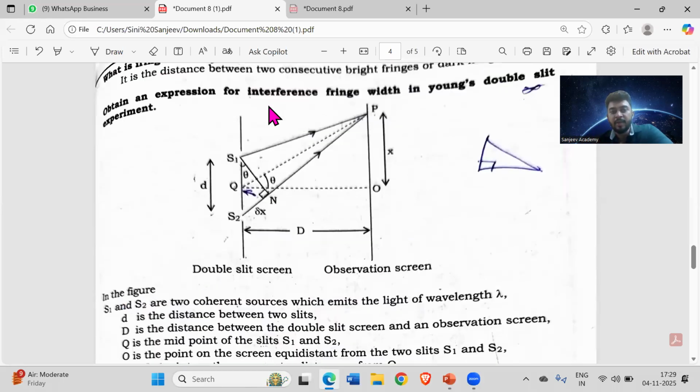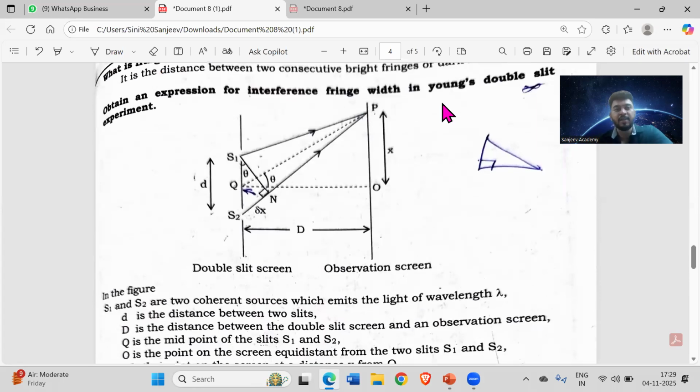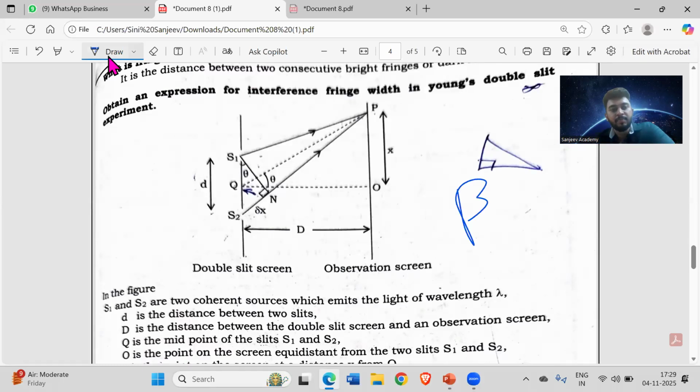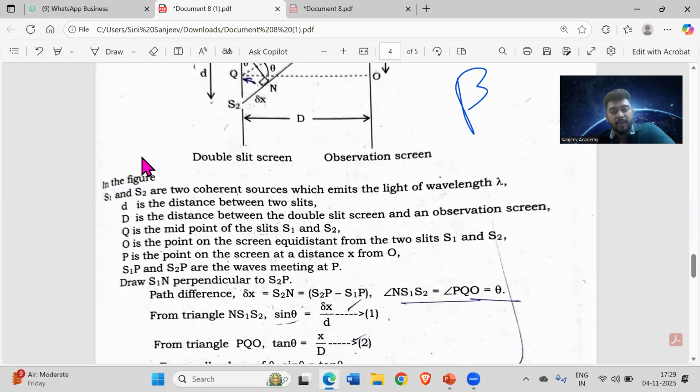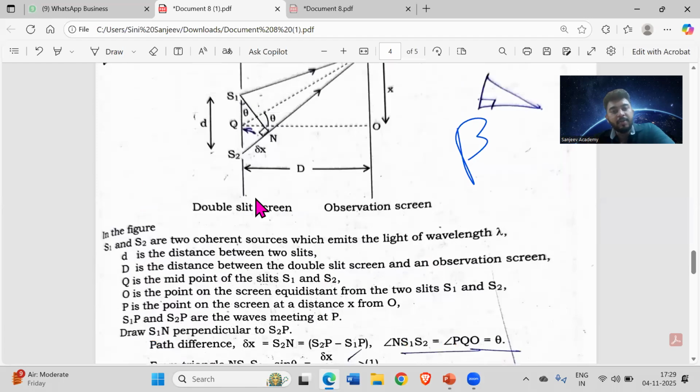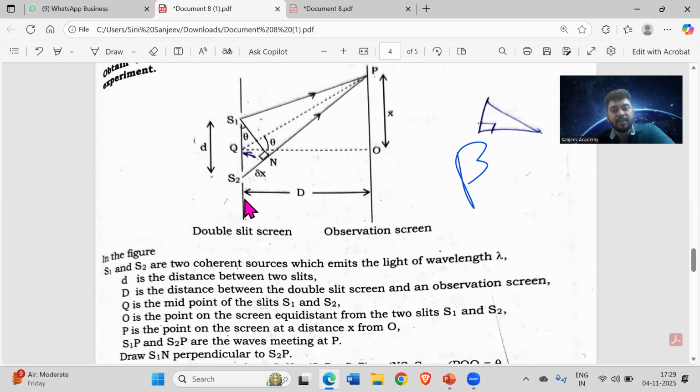Now I have to find the expression for interference fringe width. The fringe width symbol is beta, so beta I have to find out in the double slit experiment. Can you see the capital D? That is the distance between the cardboard and the wall. Study it like this and it will stay in memory. Then S1 and S2, the distance between the two holes we made in the cardboard, is small d.